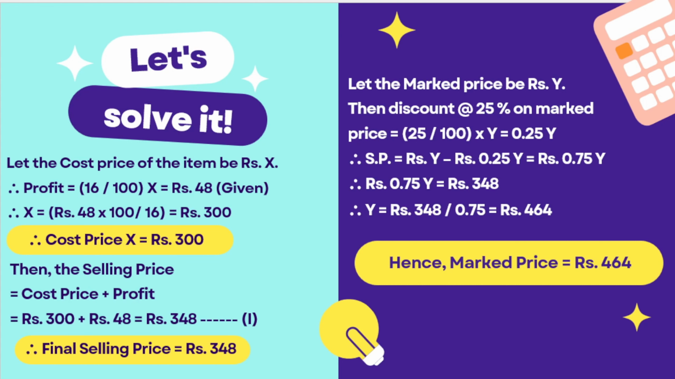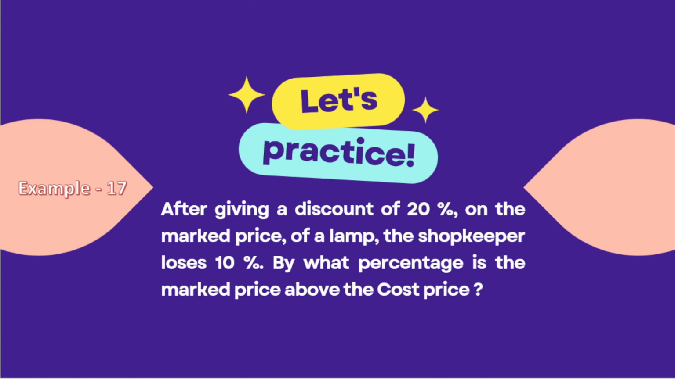Let us go to example number 17. In example number 17, it is given that after giving a discount of 20% on the marked price of a lamp, the shopkeeper loses 10%. Then we have to calculate by what percentage the marked price is above the cost price. Let us try to solve this example number 17.